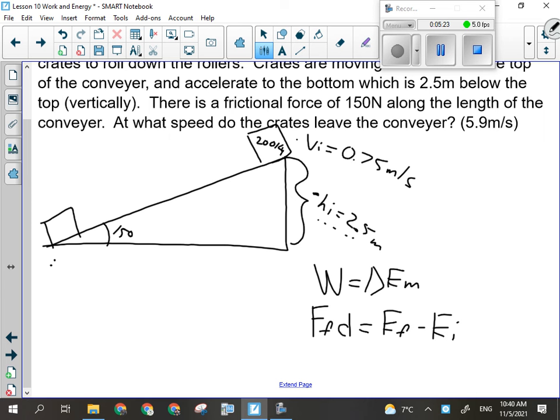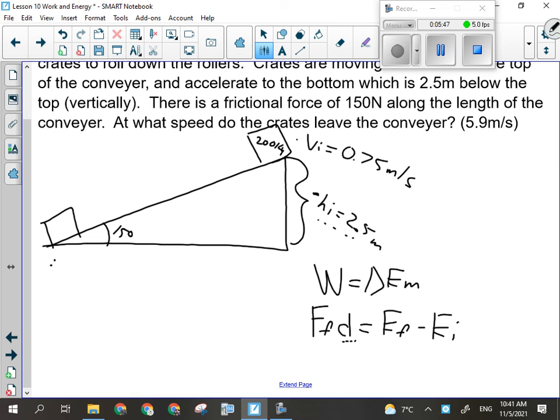If this thing just fell, there wouldn't be any friction, okay? And energy would be conserved and there'd be no work. But it is sliding down here and there is friction. So what do I need that I don't know? I don't know the distance over which the force of friction is acting. Can I find it? I sure can.